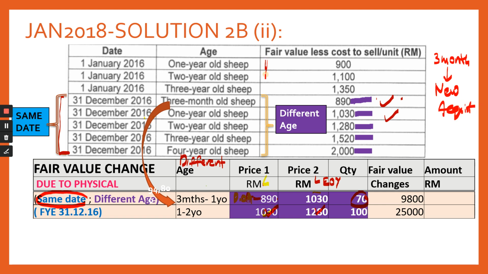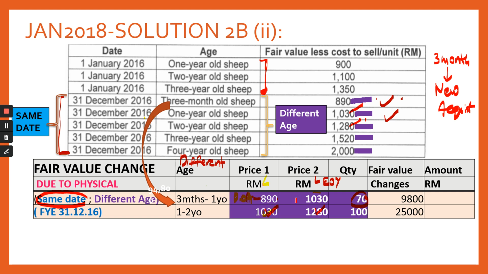And now we are looking at the amount that we have in our account, or the remaining sheep that you have before you start the current year. So 1 year old sheep, at the beginning of the year, it is 1 year old. So now you need to look at the price as at 31st of December for the 1 year old sheep, which is this one, versus the 2 year old sheep, because the physical change would be from 1 year to become 2 years old, but at the same date. So 1 year old, 1030, and as at the end of the year, the price of the 2 years old is 1280. So if you take the difference between the two prices and multiply with 100, you'll get 25,000.